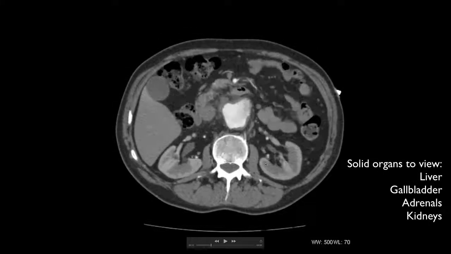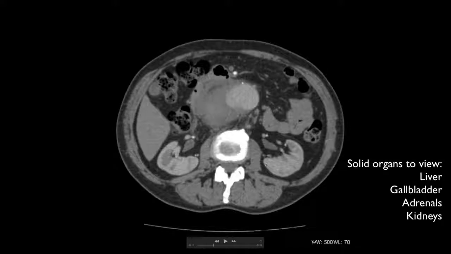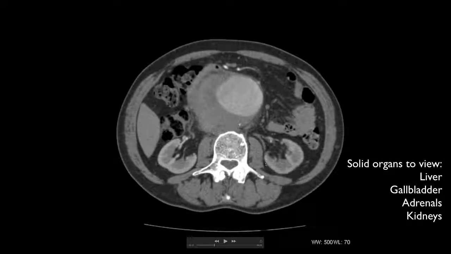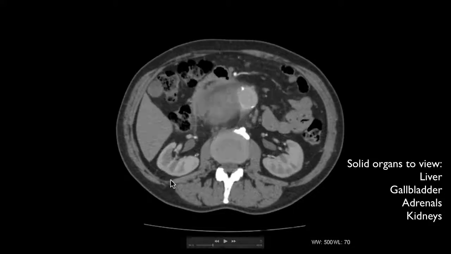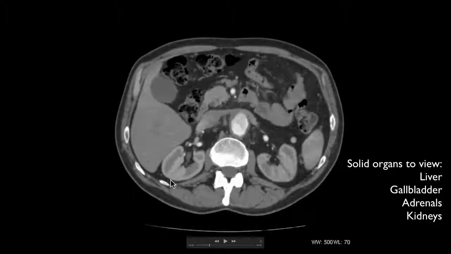Kidneys next, and again I think coronal images, so looking at it as if you're looking from the front, are really helpful for picking out little renal lesions. So I'd go for a coronal view of those as well.